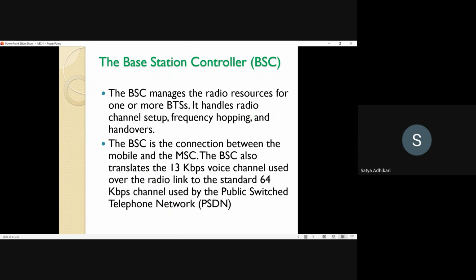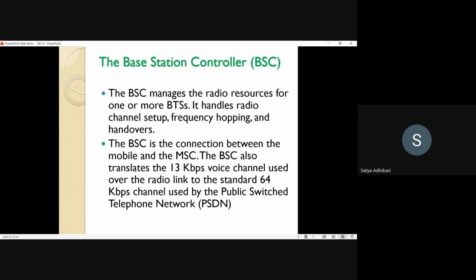Then BSC, base station controller. So after BTS, the BSC manages the radio resources for one or more BTSs. It handles radio channel setup, frequency hopping, and handovers. So sometimes the frequency may weaken, so there is a technique to recover it. The BSC is the connection between the mobile and the MSC. So it is between the MS and the MSC.